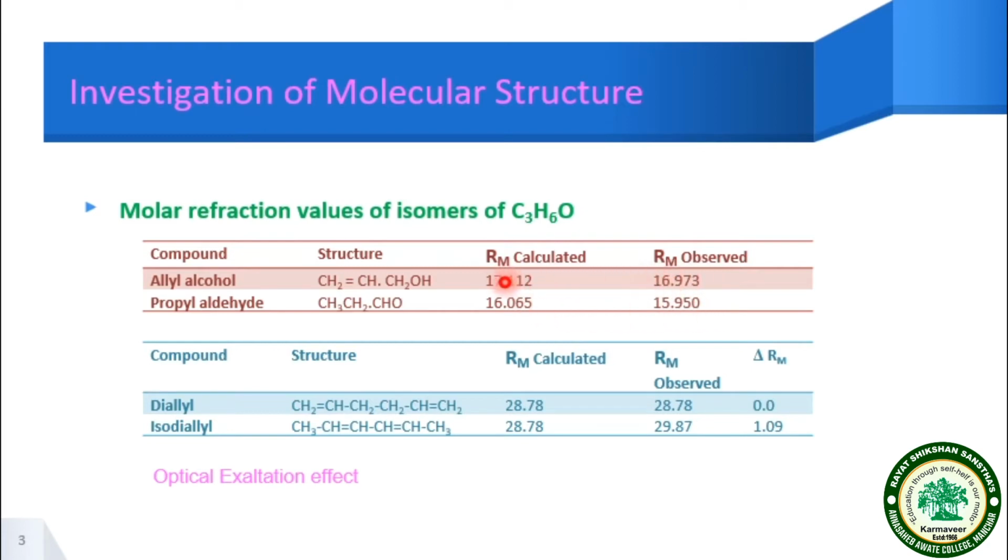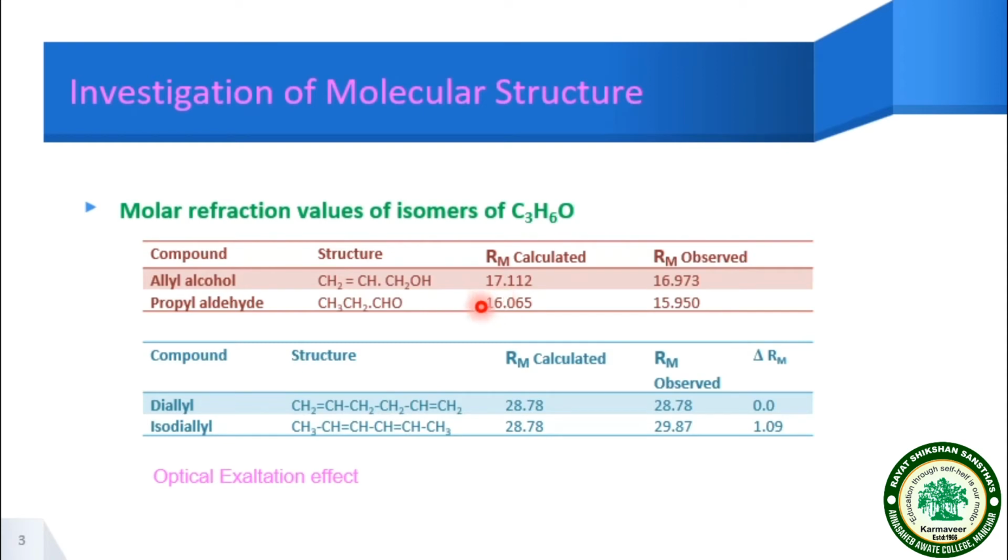Means the calculated and observed values are very close to each other. Here 17 and here 16.9 means around 17. Here 16 and 15.95 means around 16. You will find that when this particular compound has its alcoholic structure, then the value is higher, calculated as well as observed. If it has the aldehydic structure, then the values are smaller. So the smaller the value for a given liquid, the isomer is propyl aldehyde, and if the value is higher, observed or calculated, then the isomer is allyl alcohol. It means how the constitution is there, that is important in this example.